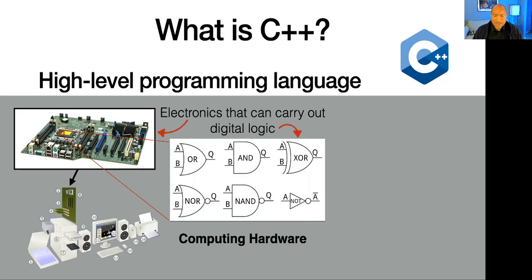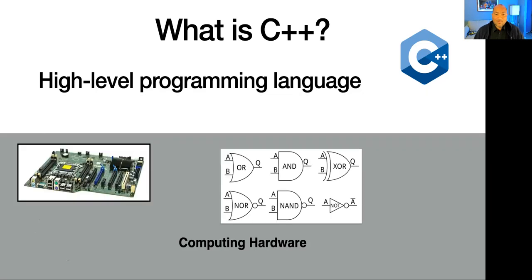Inside of these electronics, there are different logical gates for performing OR, AND, NOR, NAND, NOT, exclusive OR. These electronics allow us to carry out digital operations. We're just going to assume that exists there, and somebody else has built one of those computers, and we want to be able to program on top of it.